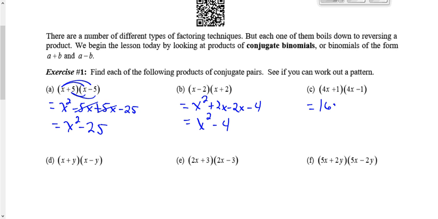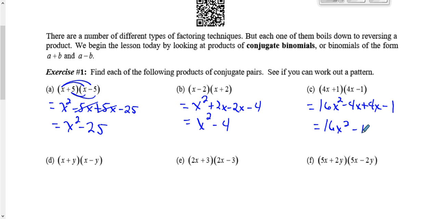16x squared minus 4x plus 4x minus 1, or 1 squared, right? What is 1 squared? It's just 1, right? So this still fits a little pattern, doesn't it? So in other words, it's 4x squared minus 1 squared, isn't it?